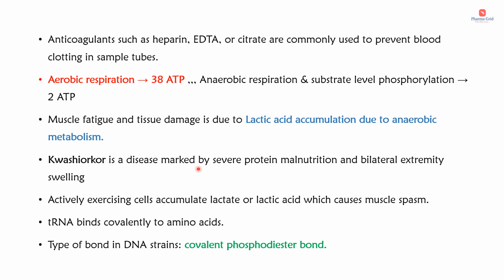Kwashiorkor is a disease marked by severe protein malnutrition and bilateral extremity swelling. Actively exercising cells accumulate lactate or lactic acid, which causes muscle spasm. tRNA, also known as transfer RNA, binds covalently to amino acids. The type of bond in DNA strands is a covalent phosphodiester bond.